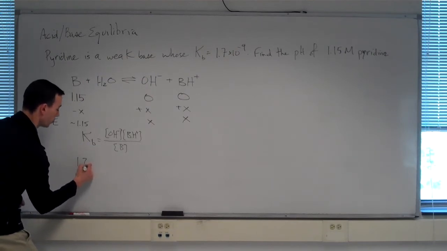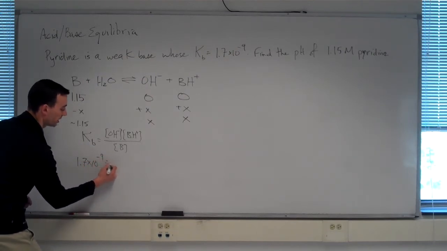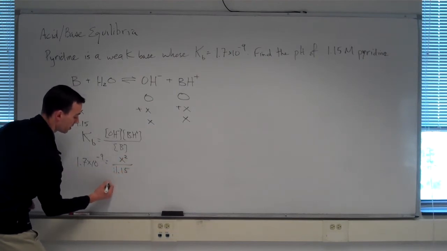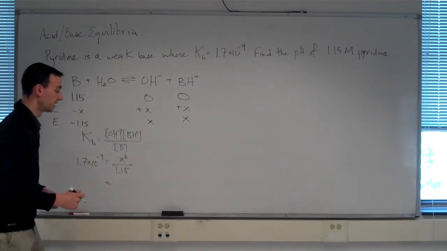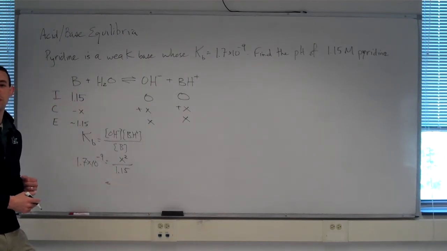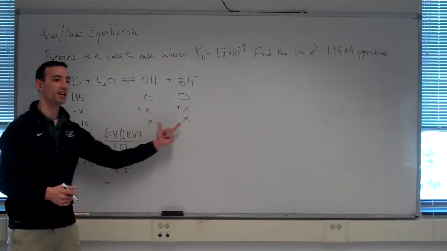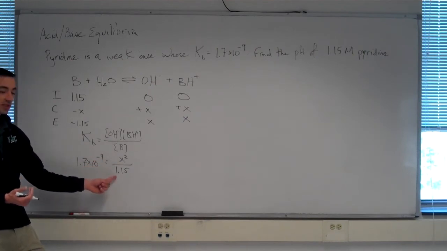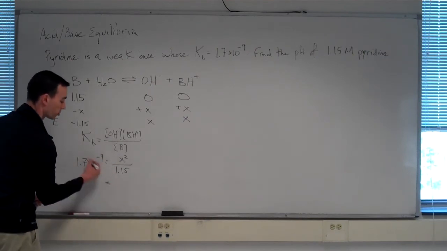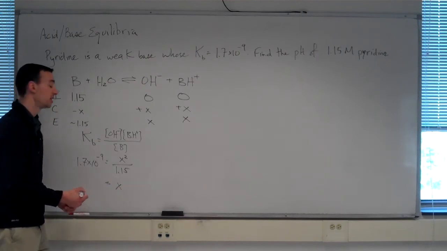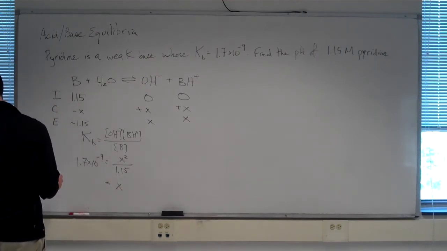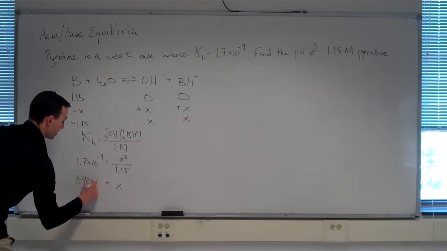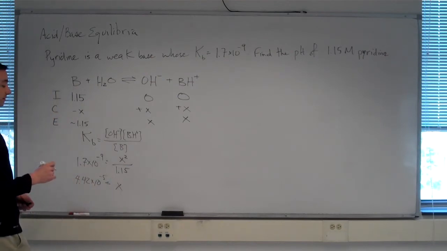So the Kb was the 1.7 times 10 to the negative 9, x squared over 1.15. It's that same format that I was referring to, right? The x's are going to be our products, and there's no coefficients other than 1, so it's just going to be x squared over the initial concentration equals your K value. Multiply the 1.15 to the left, take the square root. X will be 4.42 times 10 to the negative 5.